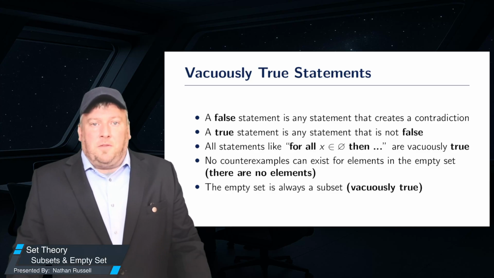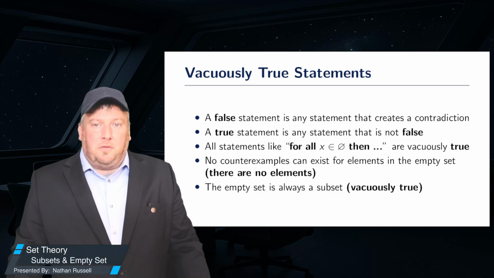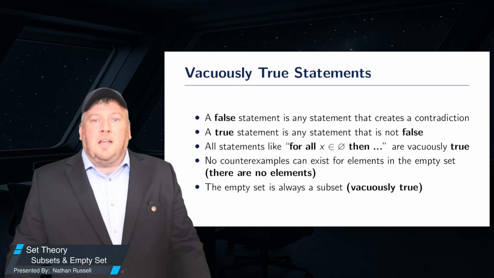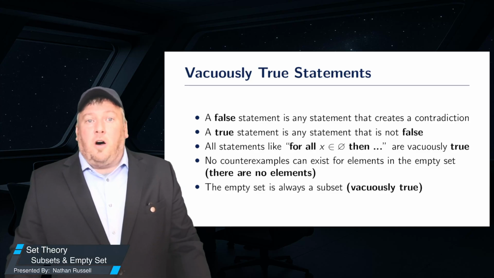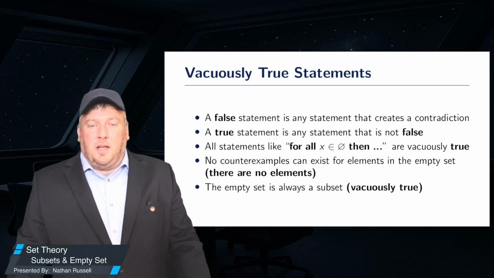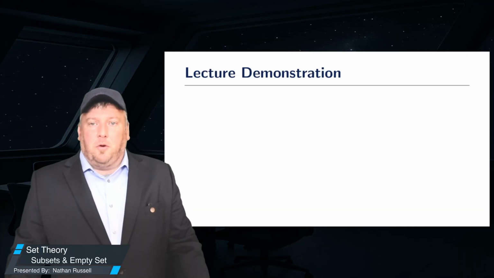Vacuously true statements are often proved by assuming the alternative and demonstrating that it leads to a contradiction. That is often referred to as proof by contradiction. A statement that starts with "for all x in the empty set" will always be a vacuously true statement. This explains why the empty set is always a subset of any given set. Let me take a moment to go to my notebook, and I will attempt to explain these concepts with examples.